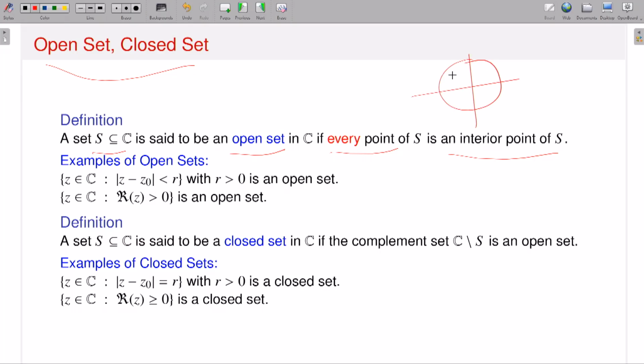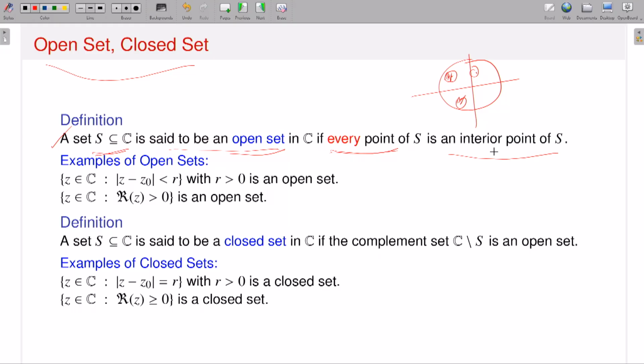Because whatever point I take, I can always have a small open ball with some positive radius centered at this point, which is fully contained in that set. So in an open ball or open disc, if I take any point inside, I always have a small open ball around that point which is fully contained in the set. That means each point is an interior point, so the open disc is an open set according to my definition. A set S subset of C is said to be an open set if every point is an interior point. That's the definition.